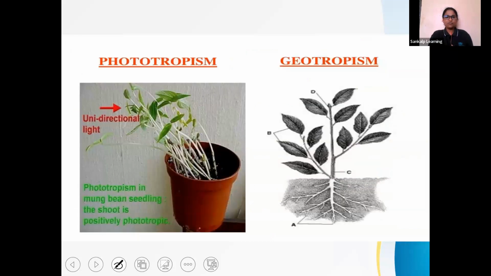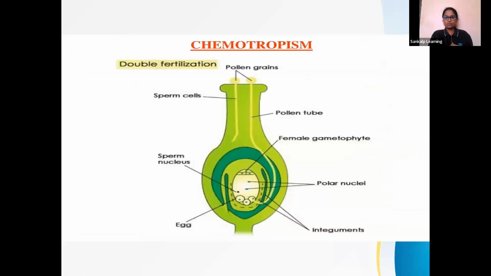Next, see here, phototropism. Unidirectional. This side is light, so all the plantlets are towards this side. This is geotropism, growth of root towards the ground and growth of shoot towards the light. Next, chemotropism. See, the pollen grains are there, the male reproductive cells. These cells have to produce a pollen tube. Whatever yellow color you are seeing is the pollen tube. It has to reach the ovule here. Why does it reach only here and not other parts? It is due to the chemical released by the ovule.